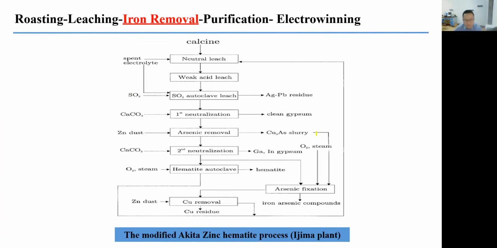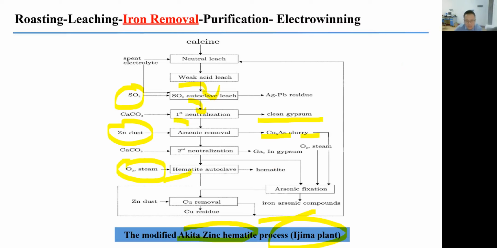So this is hematite in the Ijima zinc hematite process, which is quite nicely controlled. The sulfur dioxide is injected in the autoclave, and with some neutralization, clean gypsum is recycled, and with some zinc dust the copper can be recycled in this slurry.